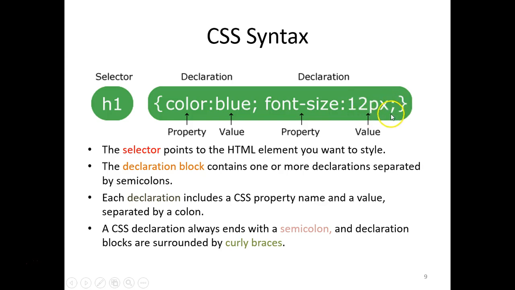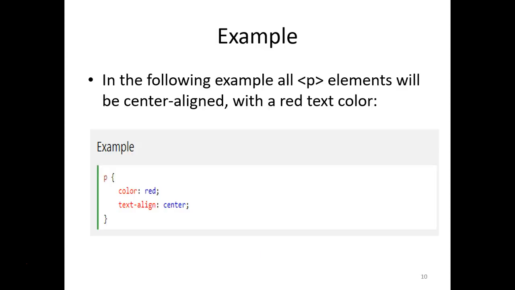and then again a semicolon. So every declaration in CSS will end up with a semicolon, and every declaration block will be enclosed in curly brackets, right? So the selector points to the HTML element we want to style, and the declaration block contains one or more declarations separated by semicolons. Each declaration includes a CSS property name and a value, right? A CSS declaration always ends with a semicolon, and the declaration blocks are surrounded by curly braces.